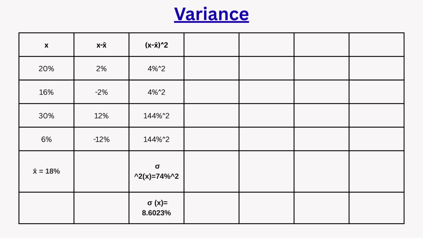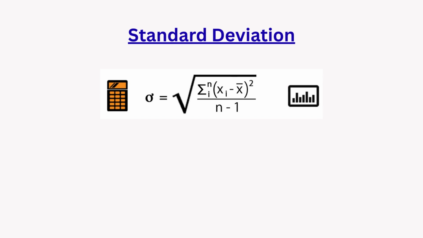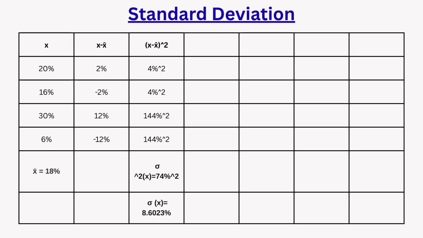I know it might be a bit confusing at first, but once you get to know what is standard deviation, it all will get clear. And the standard deviation is nothing but the root of variance. Now, what is standard deviation? Standard deviation is the average risk. By doing the root of 74% square, it comes to 8.6023 percentage. It means generally there is a deviation of 8.6 percentage from the expected returns per annum.